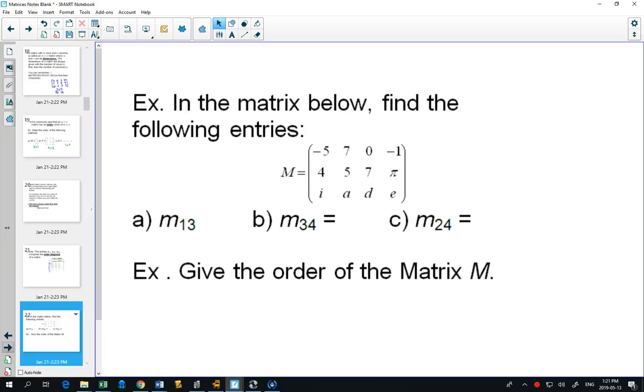So if this is the matrix M, and we wanted to find M13, we would go to row 1, third column, and it would equal 0.